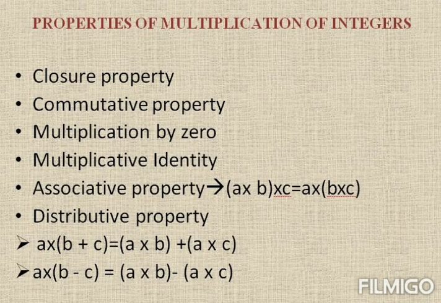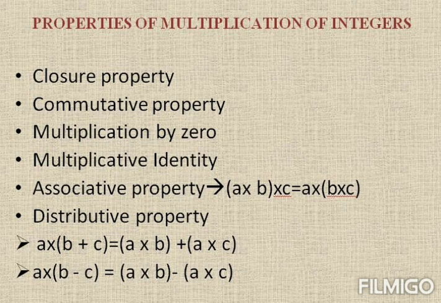Now let us recall the properties of multiplication of integers which we learnt in the previous session. Can you tell me what is the first property? It is the closure property. Yes. That is, if A and B are any two integers, then their product is also an integer. The second property is the commutative property. If we change the order of the integers while multiplying, it does not alter the product. For example, A into B is equal to B into A.